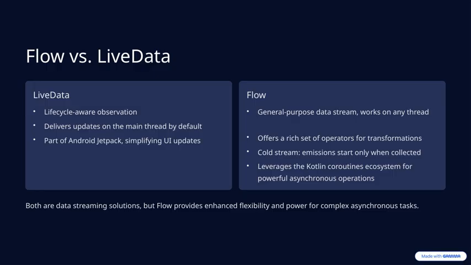Now, moving to Flow, this is a more general-purpose data stream. Unlike LiveData, it can run on any thread, giving us more flexibility. It offers a rich set of operators that let us transform data streams easily, making it powerful for more complex scenarios. Flow is a cold stream, which means emissions only start when we actually start collecting the data. This makes it efficient. Plus, it leverages Kotlin coroutines, so it's great for handling asynchronous operations seamlessly.